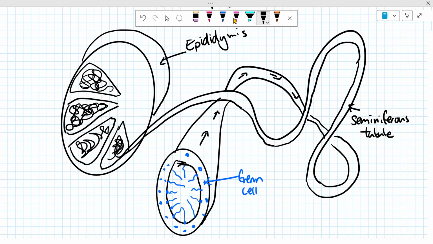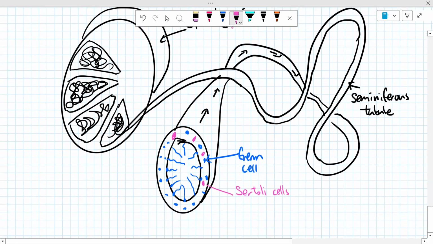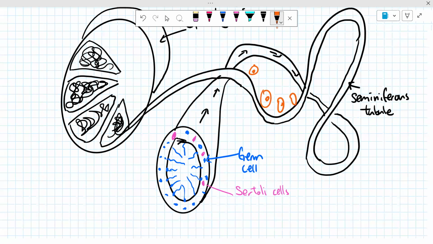Okay, so that's a germ cell. And you will also have other cells right here. Those are called the Sertoli cells. Their job, it's in the PowerPoint, right? I'm just trying to show you where they are to help you visualize it. It helps nourish and support the germ cells, basically.